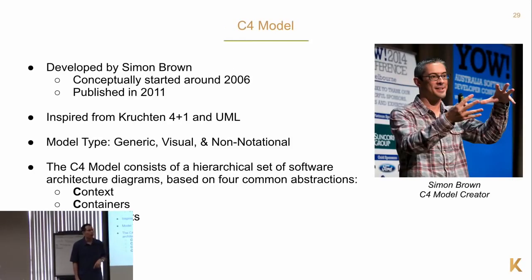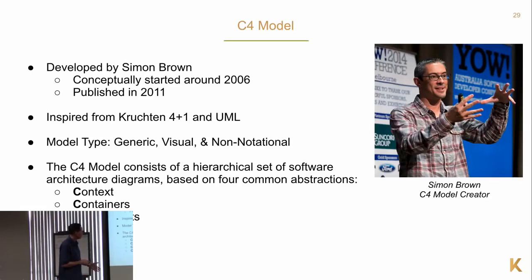One other model I want to point out too is C4. C4 was developed by Simon Brown. He started using a little bit of this around 2006, but really published it in 2011. His inspiration was Kruchten and UML. He was huge in UML, I remember back in the day. Then as we saw the evolution go on, he felt there needed to be something a little different. So the C4 model is generic, just like the Kruchten model.